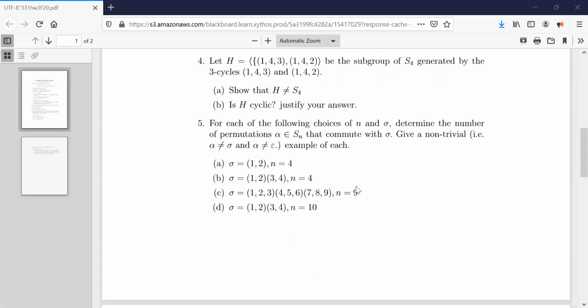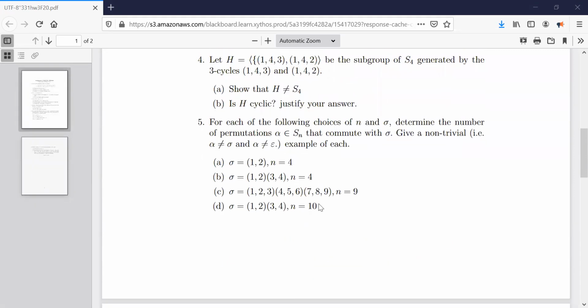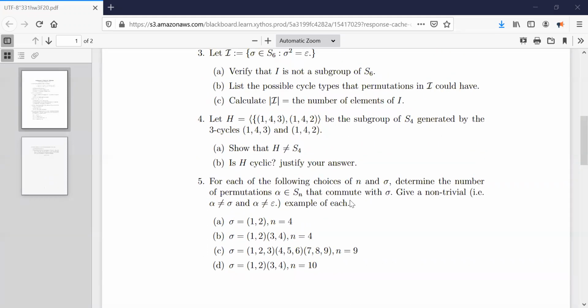So for A and D, finding one that commutes is going to be super trivial. You just pick something that has elements that don't overlap at all. Otherwise, you'll have to work a little bit harder. But none of these should be terribly difficult to find a non-trivial example of something that commutes with it.